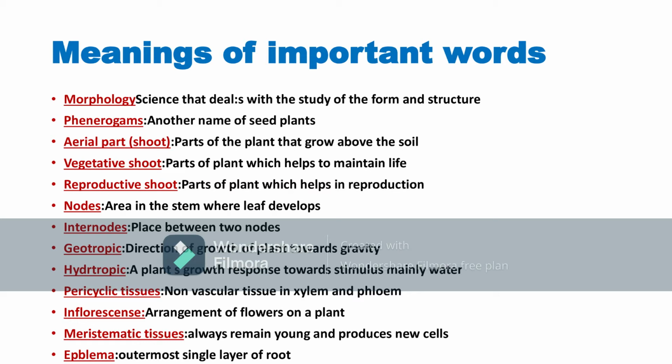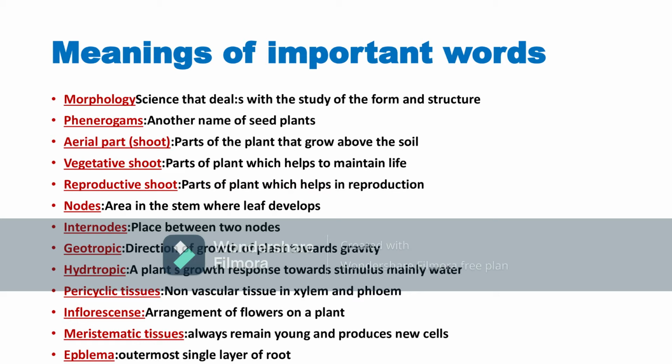Phanerogams: another name for seed plants. Aerial part or shoot: the part of the plant which grows above the ground. Vegetative shoot: parts of the plant which help to maintain life, for example, stems and leaves. Productive or reproductive shoots: parts of plants which help in reproduction.